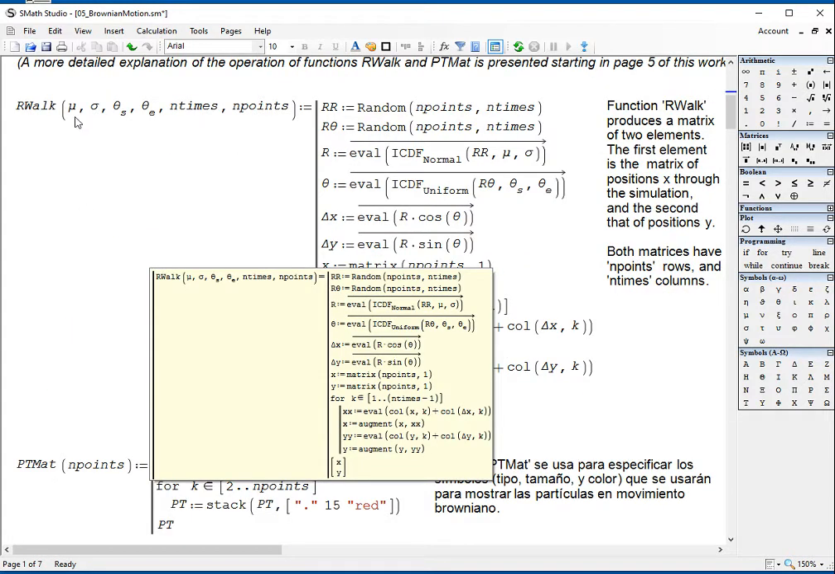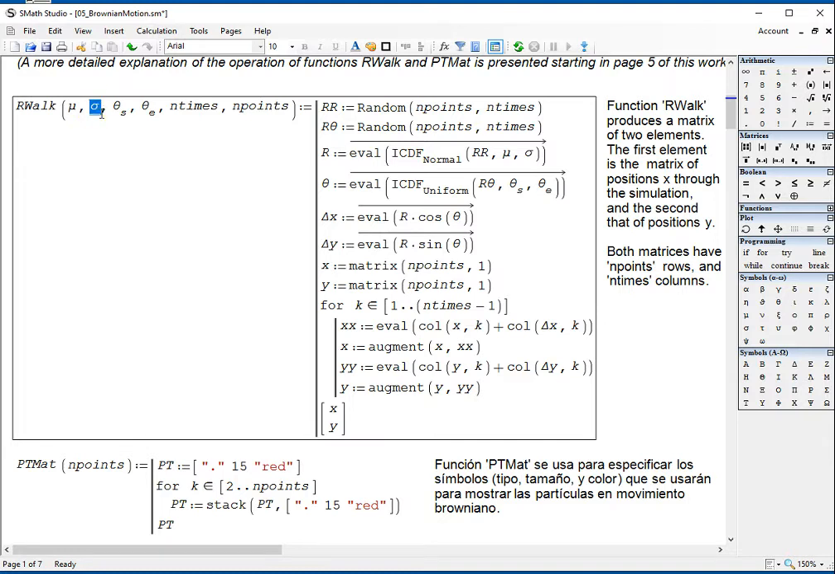The function will take the mean value and the standard deviation for the radial motion, the starting and ending angle for the angular motion, the number of times that the motion is going to be repeated, and the number of points that are going to be animated. I start by creating a matrix of random numbers between 0 and 1 with n points. So the rows represent each point, and n times the columns represent the number of times that the particle moves. Our theta will be another set of random numbers for n points and n times.